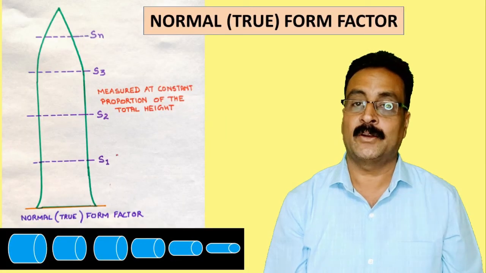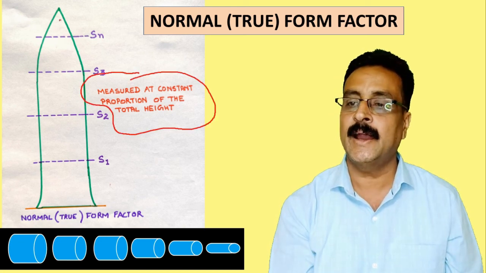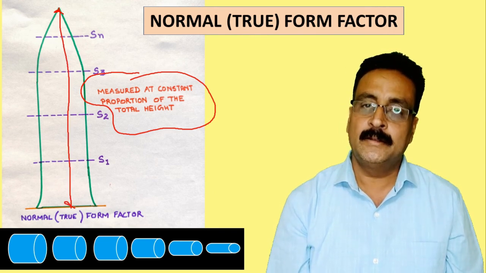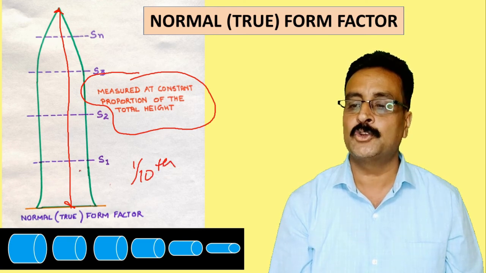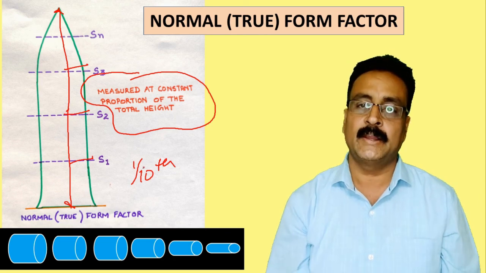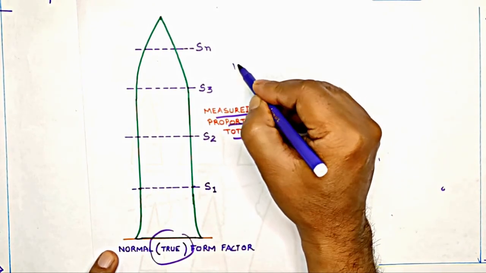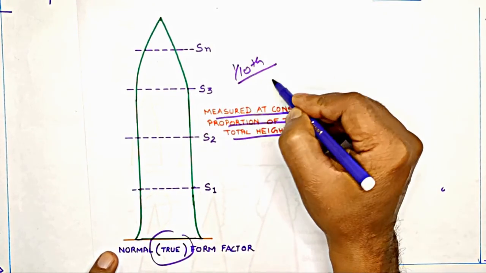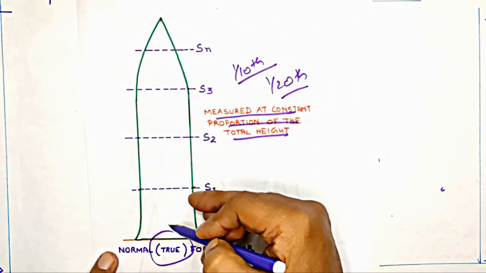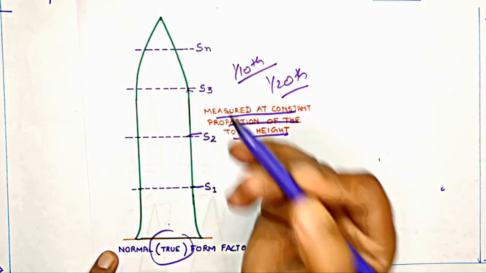Next, the normal or true form factor. This is measured at a constant proportion of height. We take the entire height from the base to the top and measure how much height it is. Then we take 1/10 of that measurement and take the cross-section here, here and here, along the entire tree. It is measured at a constant proportion of the total height, which can be 1/10 or 1/20, that is 10% or 20%. It depends; we take the full length and then decide. But we have to take it along the entire length.